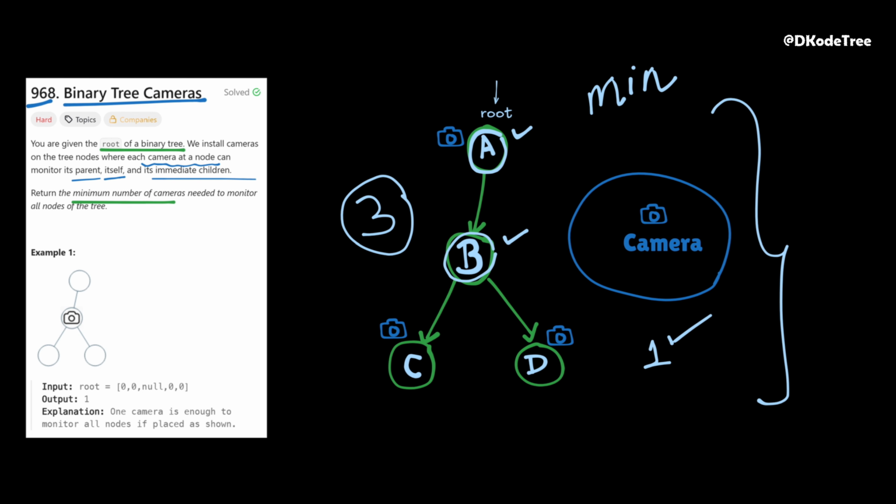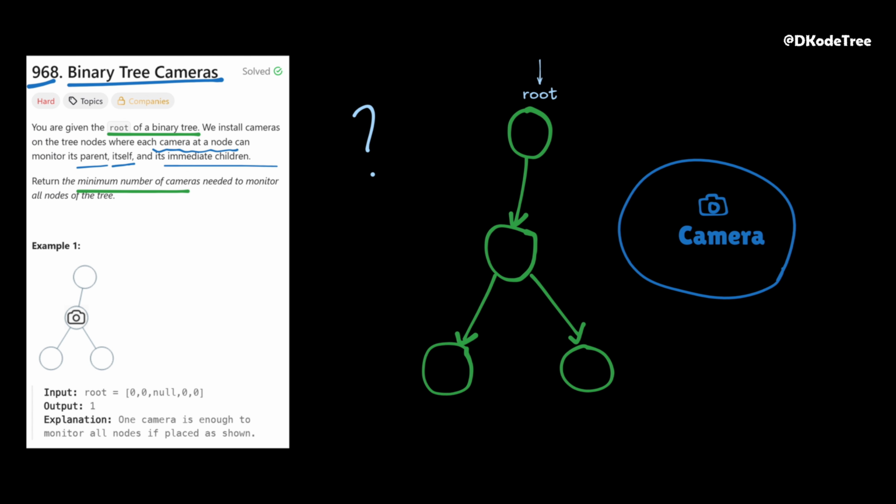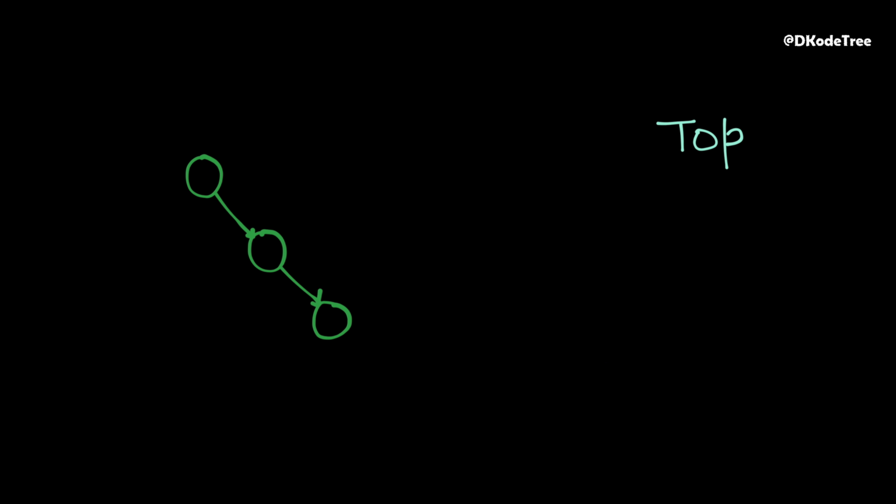But how will we ensure that every time we do the optimal placement? We can think of two primary ways to approach placing the cameras. One is from top to down, another is from bottom to up. So we have this example and we start placing the camera from the top.